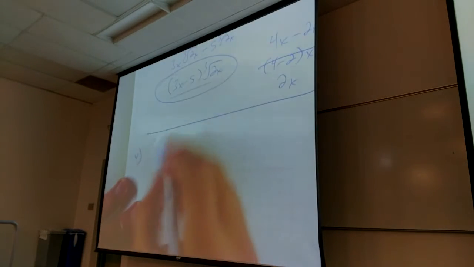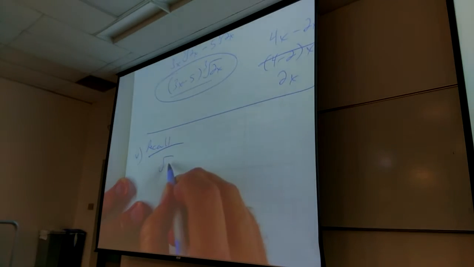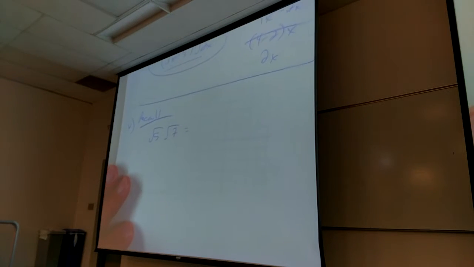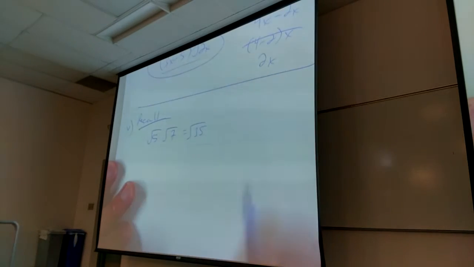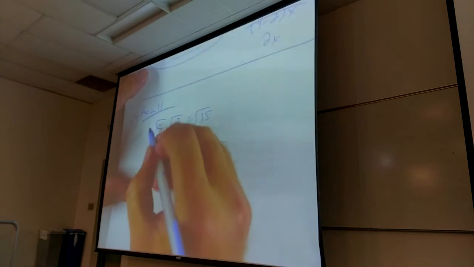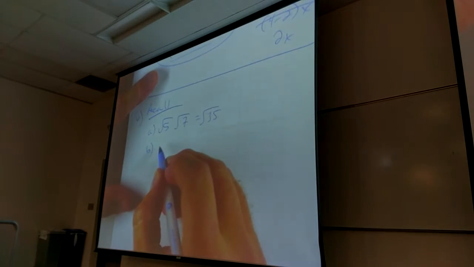Let me ask you, what do you think? Let's remember this, recall. What is the square root of 5 times the square root of 7? Square root of 35, I love it. Why am I allowed to do that? They're both square roots, so they're both the same root. I love it. I don't know why people have trouble with this idea. People always have trouble with recall this.